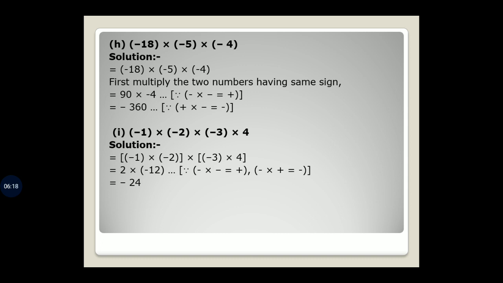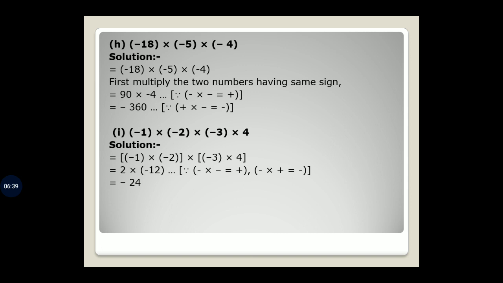So you can choose any two numbers first. Now let us choose minus 18 into minus 5, which gives you 90. Multiplied by minus 4, which gives you minus 360. Because 90 is a positive integer, when you multiply it with a negative integer minus 4, the result will be in negative form.